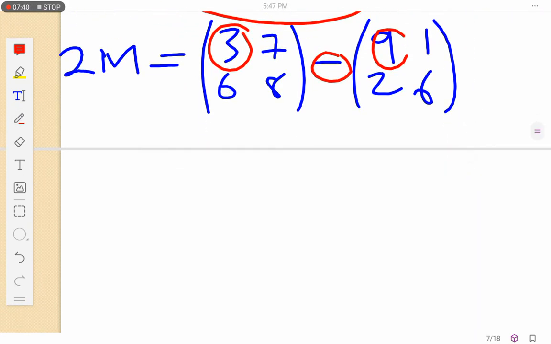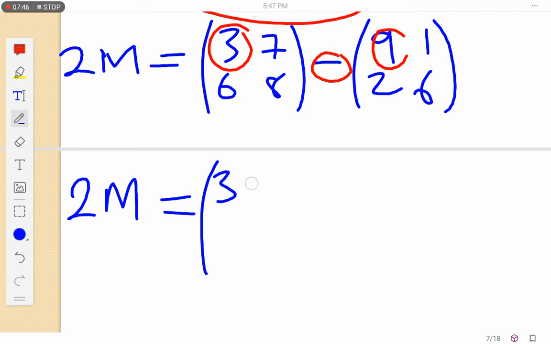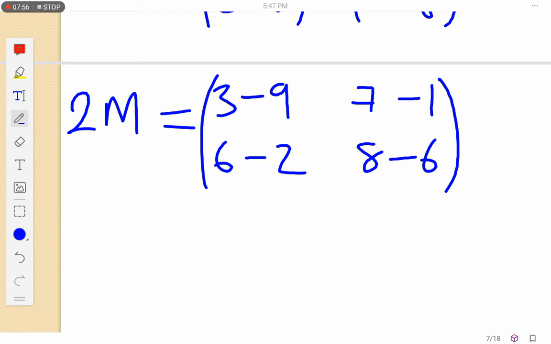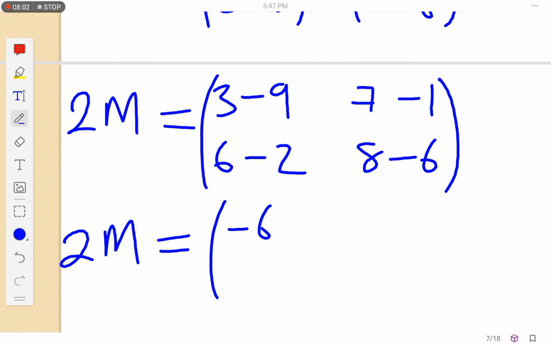Let's do that. We will have 2m is equal to 3 minus 9, 7 minus 1, 6 minus 2, 8 minus 6. Okay, like that. Let's simplify. We'll get 2m is equal to minus 6, 6, 4, and here we get a 2.